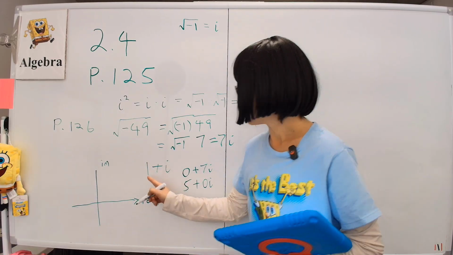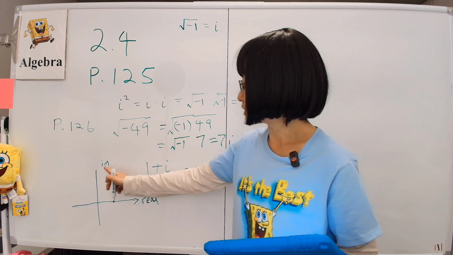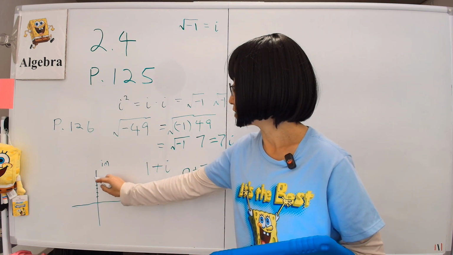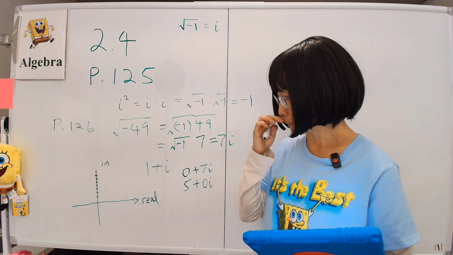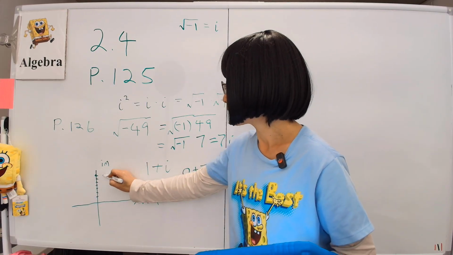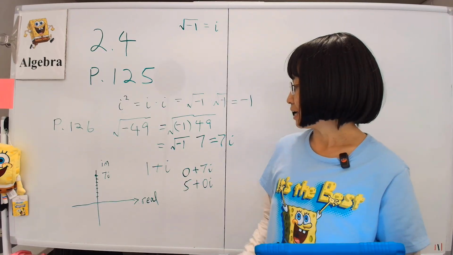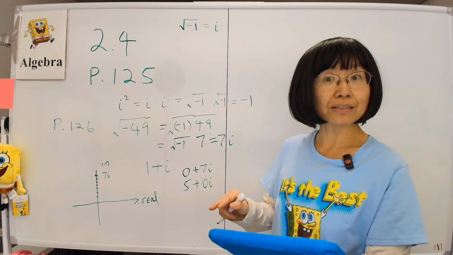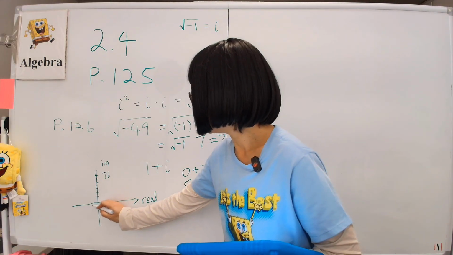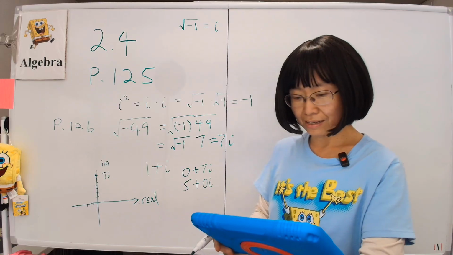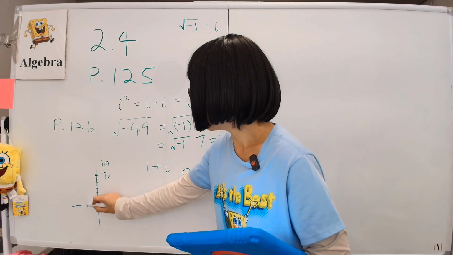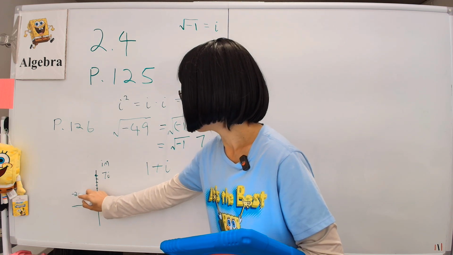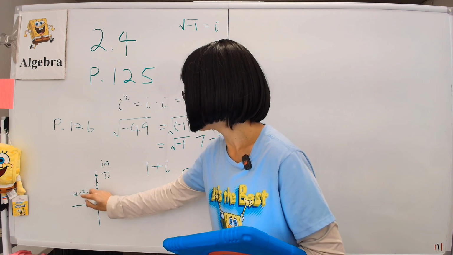So to plot, for example, 7i, this is the I direction. So 7i, you just go up 1, 2, 3, 4, 5, 6, 7, and then it has no real part. So 7i is right here. All right. And similarly, if we were to plot your book ones on this page, -2 plus 3i, you go -2 on the real axis, and then positive 3i on the imaginary axis. So it's about here. That point is -2 plus 3i.